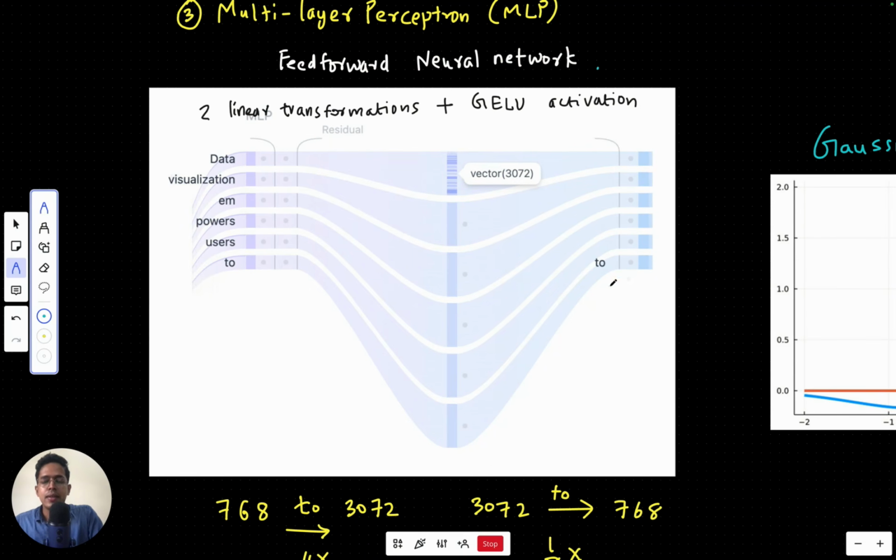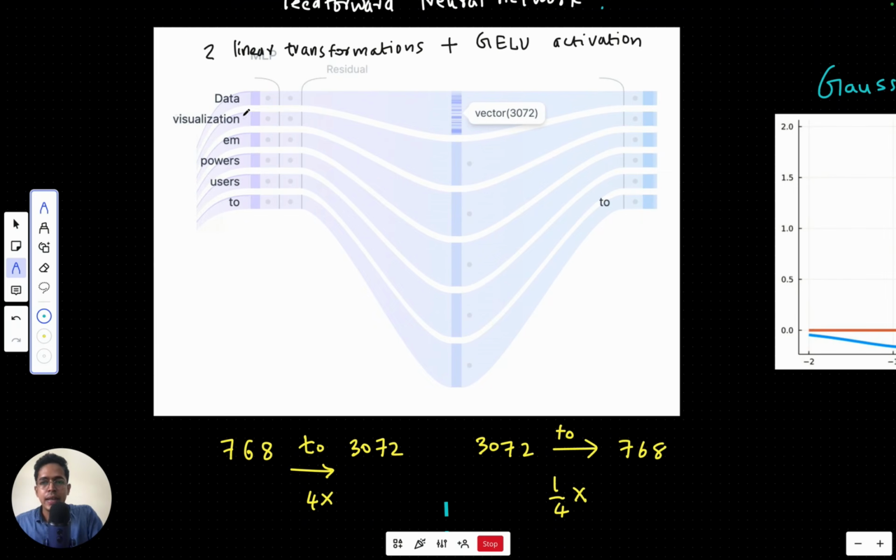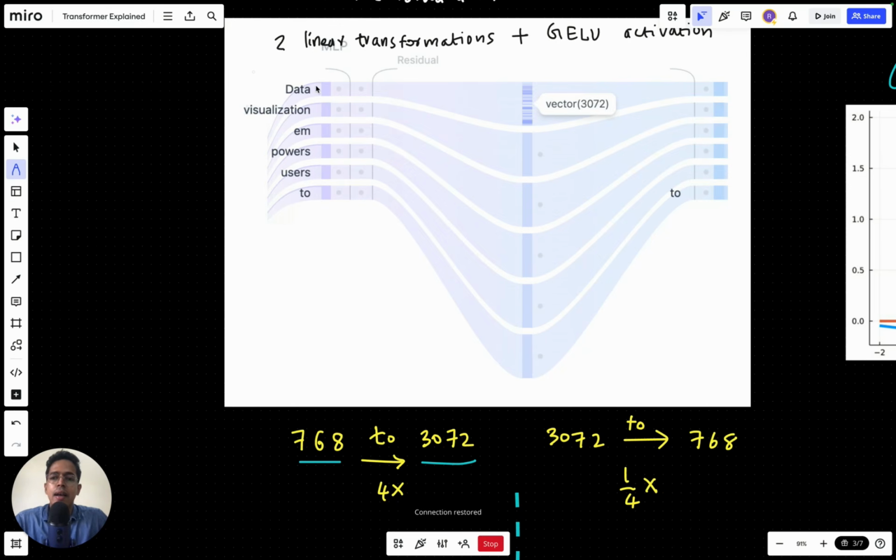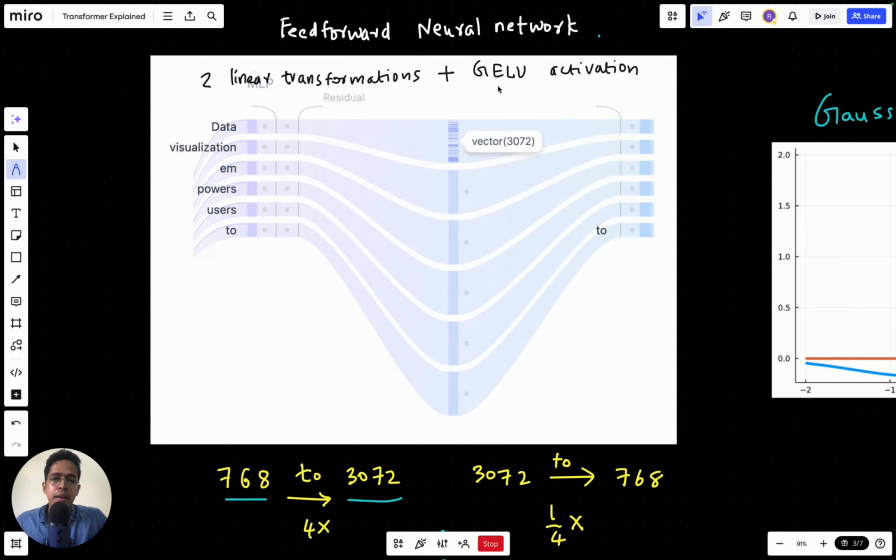So first, the input tokens, each of them is 768. The dimension of each input token is 768. It is upscaled into a dimension of 3072, so 4x, 768 multiplied by 4. That is what happens in the first linear transformation. I said there are 2 linear transformations happening. And not just that, there is also an activation happening. I'll mention what it is very briefly.